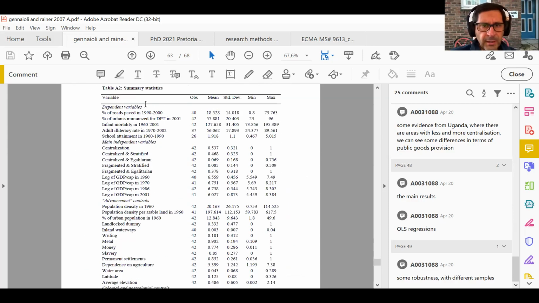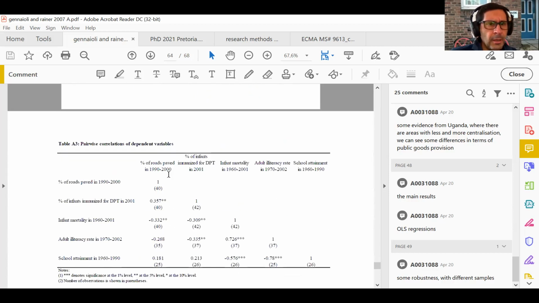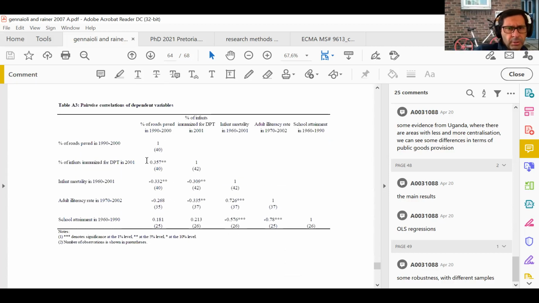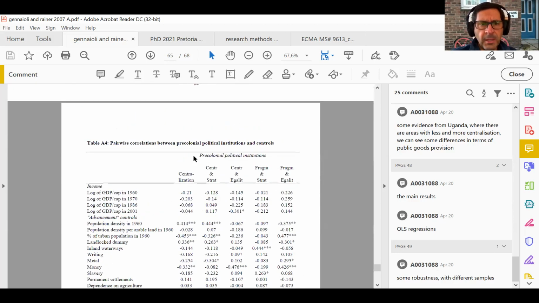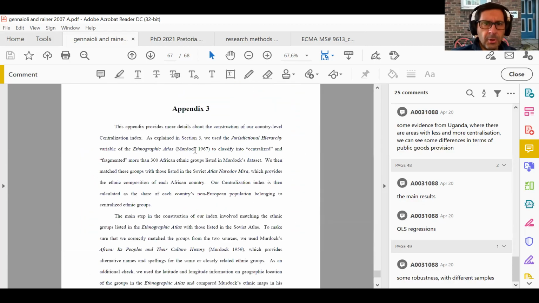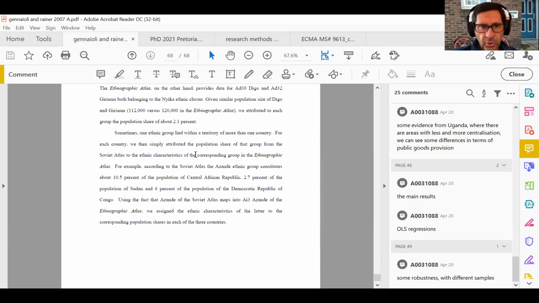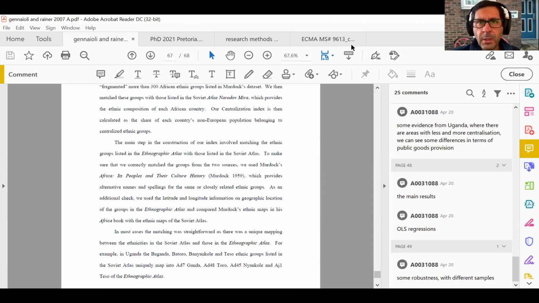And then they also provide the usual summary stats, or the descriptives, and pairwise correlations are also there. Everything else here is things which should be in the appendix, right? More results, and more information about the data, because the data is an important thing in this paper. So let me stop sharing.